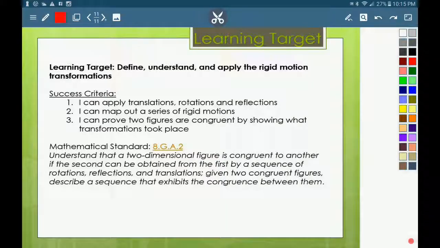Alrighty, that wraps up the lesson for today. We applied translations, rotations, and reflections in all 3 examples, so example 1 through 3. We mapped out a series of rigid motions. We did that in both example 2 and 3. And we proved 2 figures were congruent, showing what transformations took place. And again, that was examples 1 through 3.